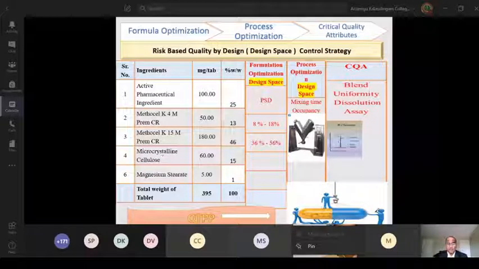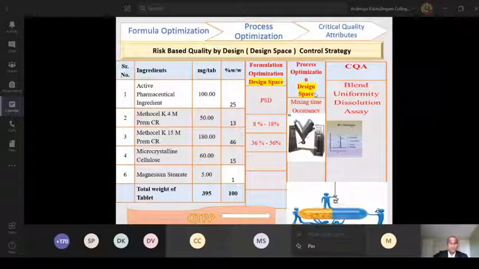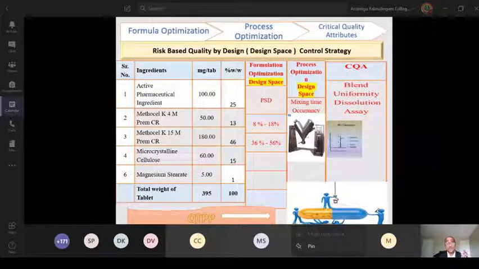Profile called QTPP. So what is QTPP? From the RLD, the reference listed drug, you need to identify the strength, the dosage form, the biological attributes, the structure, shape, and everything you need to come up with upfront. That is called QTPP. So this way, I'm going to present in a brief way the risk-based quality by design approach to come up with a control strategy, that is, specifications for the raw materials, specifications for the product, and specifications for the in-process controls. You need to define these upfront.